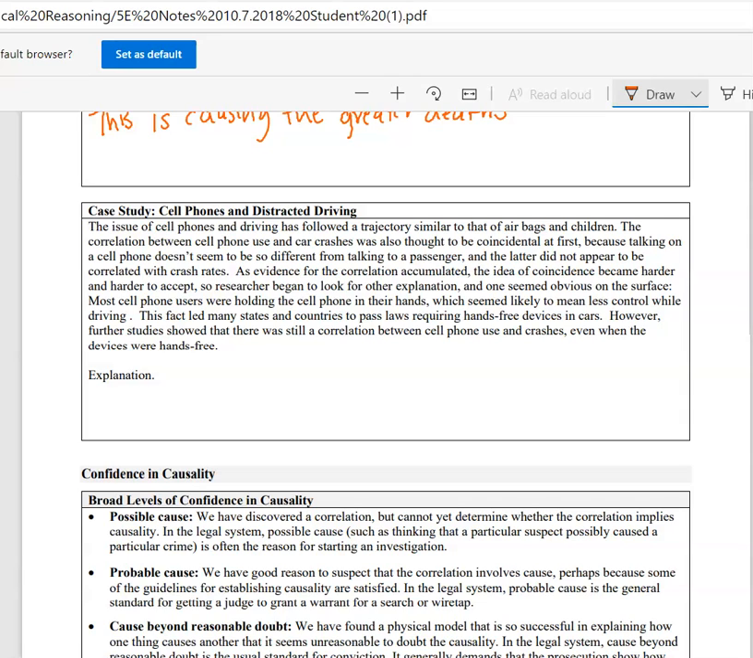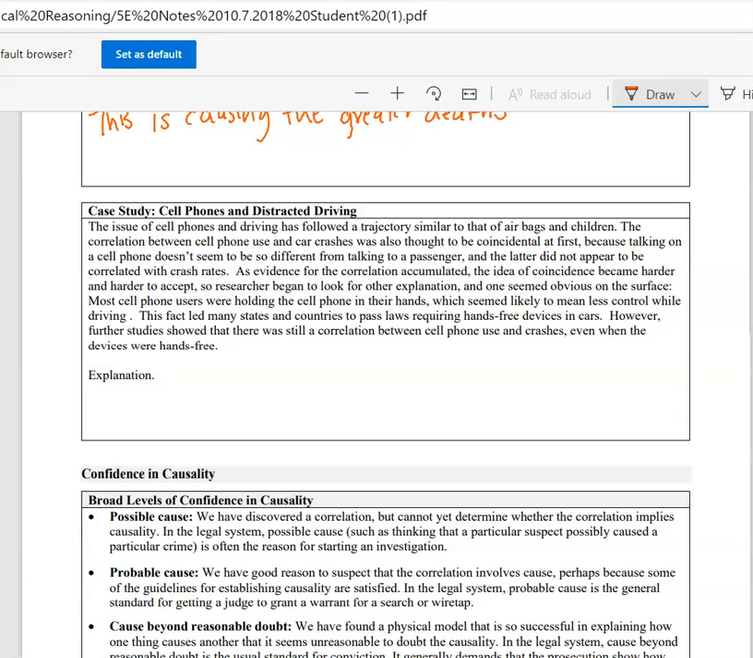So researchers began to look for other explanations, and one seemed obvious on the surface. Most cell phone users were holding the cell phone in their hands, which seemed likely to mean less control over driving. This fact led many states and countries to pass laws requiring hands-free driver devices in cars. However, further studies showed that there was still a correlation between cell phone use and crashes, even when the devices were hands-free. So at this point, researchers began to question the assumption that talking on a cell phone is just like talking to a passenger.